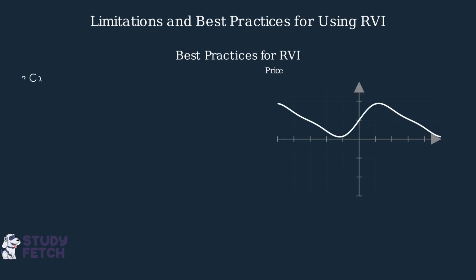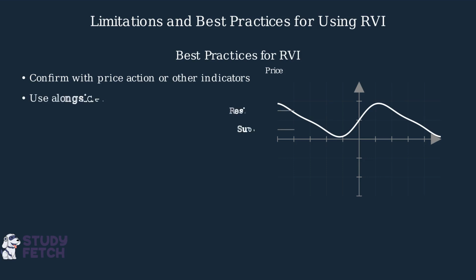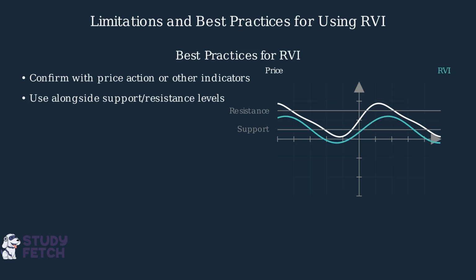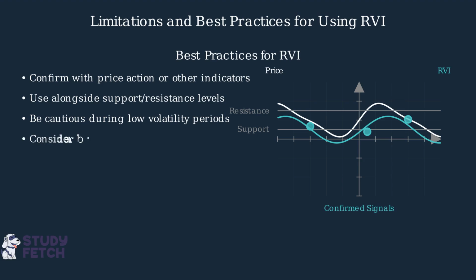First, always confirm RVI signals with price action or other technical indicators to reduce false signals. Use RVI in conjunction with support and resistance levels, which can provide important context for potential reversals. The RVI indicator works best when confirmation occurs at these key levels, as shown by these green signal points. Be especially cautious of RVI signals during periods of low market volatility, which can produce misleading readings. Always consider the broader market context and fundamental factors alongside your technical analysis. Most importantly, implement proper risk management regardless of how confident you are in an RVI signal.